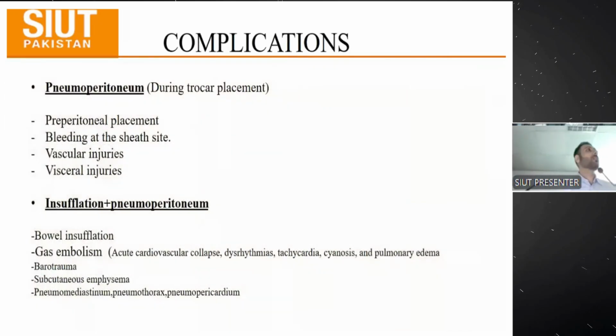So laparoscopic surgery is not only safe, but it also comes with its own complications. Some of the complications that we see, number one, is during the pneumoperitoneum. When you're placing the trocar, you might end up in the preperitoneal place, and then you're insufflating the gas. The bleeding at the sheath site, the vascular injury that can happen, and the visceral injury that can happen too.